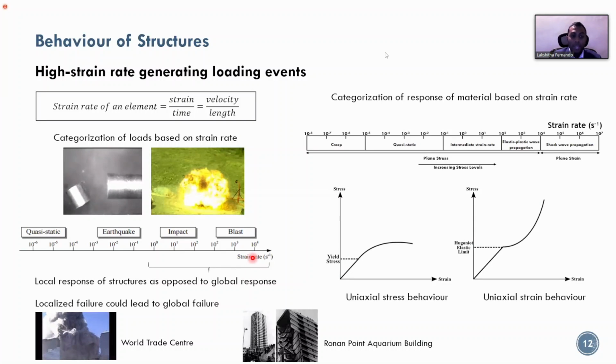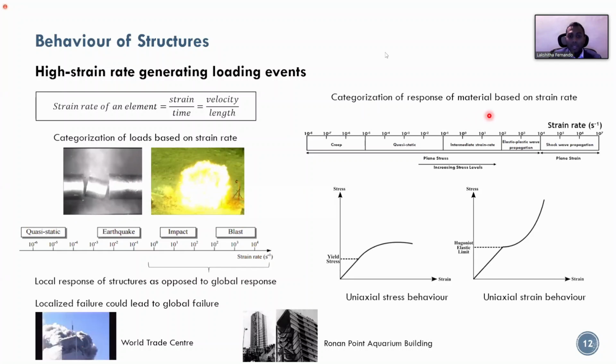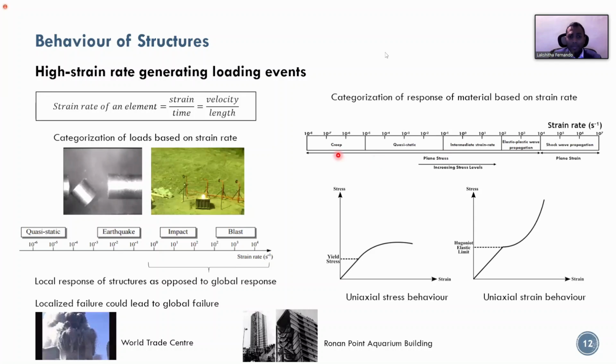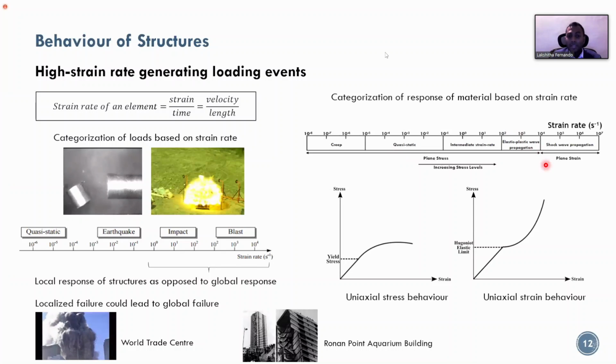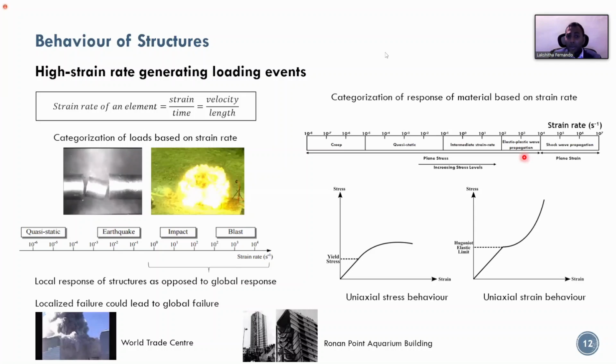So it generates high strain rates. And if you look at the material response, in the lower ranges we generally have the quasi-static response and the more general responses that we design our structures for. But as the strain rate increases, we need to take into account what's called the wave propagation effect, the stress wave propagation effect.